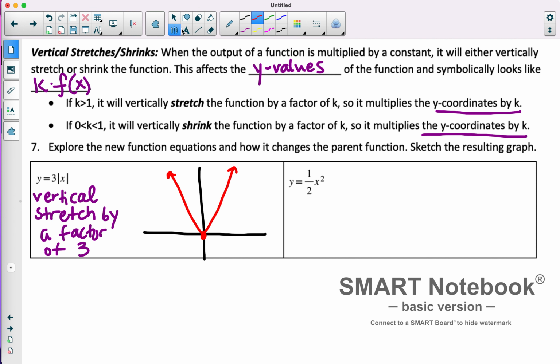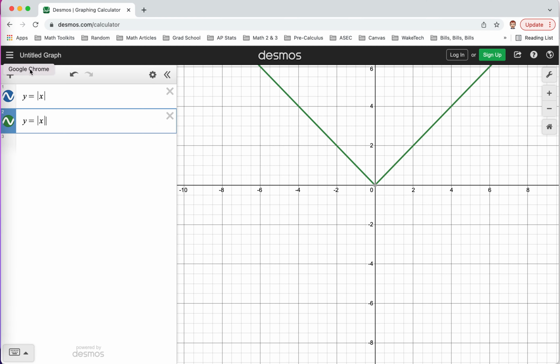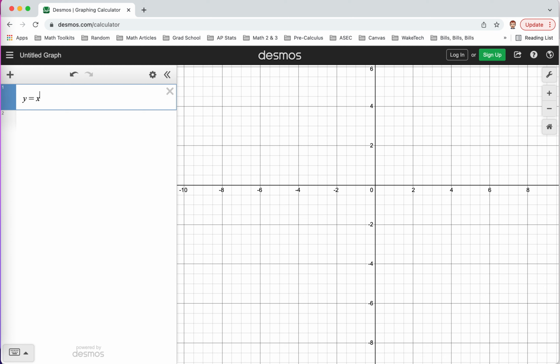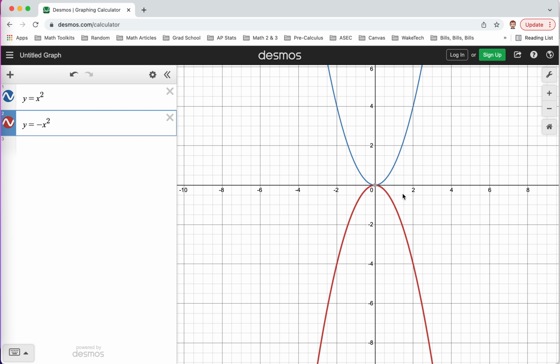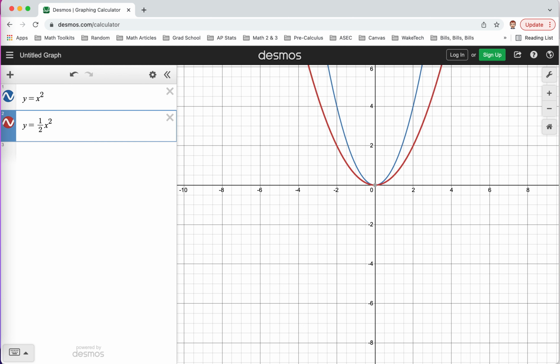Now, 1/2 x squared. X squared we know makes a parabola shape, so it should be some type of quadratic. There's our parent function. If I do y equals negative x squared, it would have reflected it. We talked about a reflection already. But 1/2, this is the red one we're looking at, 1/2 has shrunk this horizontally. Not horizontally, vertically. Sorry. So keeping it the same, but 1/2 shrunk it down.